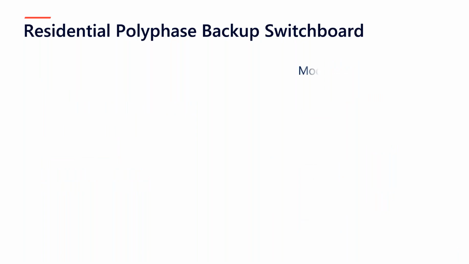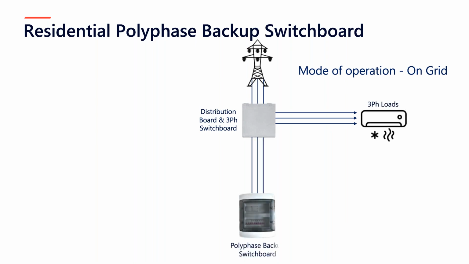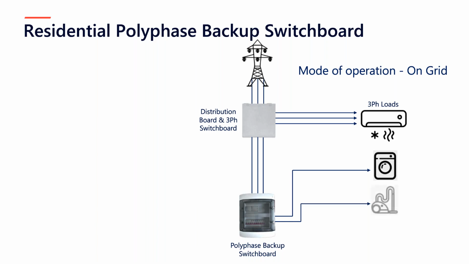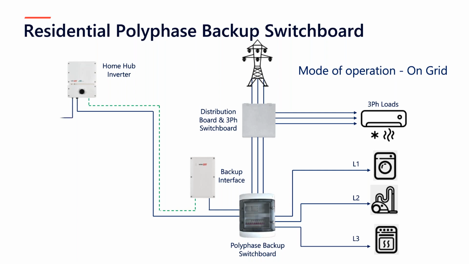The mode of operation is quite simple, really. You've got your 3-phase supply, which goes to your distribution board, which then supplies the 3-phase loads. And you've got your 3-phase supply going to the polyphase backup switchboard, which then supplies all of the single-phase loads. So that's your L1, L2, and L3. You've then got single-phase supply going to the home hub inverter, and single-phase supply going to the backup interface, and then a comms connection between the backup interface and the home hub inverter.